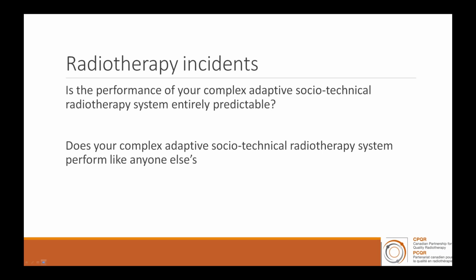I mentioned in my other lecture in the course the example of here at Sunnybrook, we use the Pinnacle Planning System, Mosaic Radiation Oncology Information System, and Elekta Linacs. At another center, if the planning system is Varian and the record and verify system is the same as Mosaic, but the treatment machine is Varian, will their system behave in the identical way to ours?